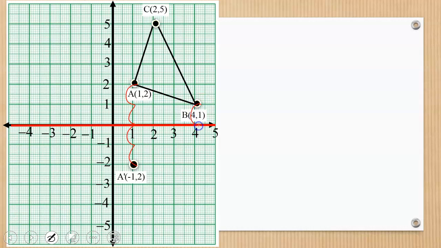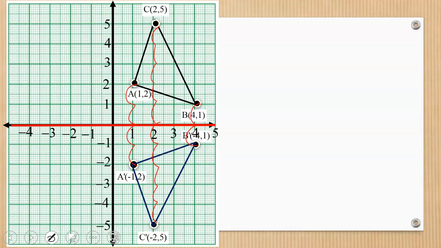Point B, I'll move only 1, then I'll do the same thing 1 to the image. Point C, I'm going to move 1, 2, 3, 4, 5, then I'll go the same 1, 2, 3, 4, 5, and that will give me the image.